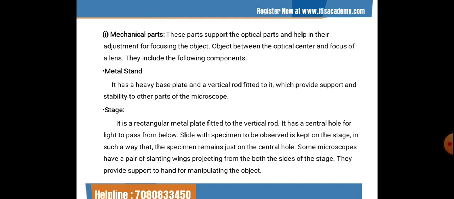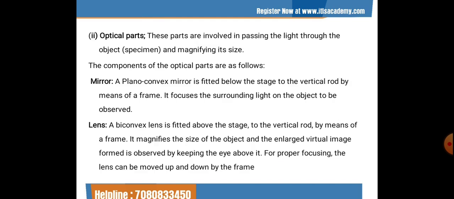A stage is a rectangular metal plate fitted to the vertical rod. It has a central hole for light to pass from below. Slide with the specimen to be observed is kept on the stage in such a way that the specimen remains just on the central hole. Some microscopes have a pair of slanting wings projecting from both sides of the stage. They provide support to hand for manipulating the objects.